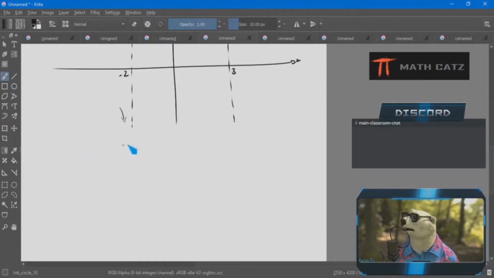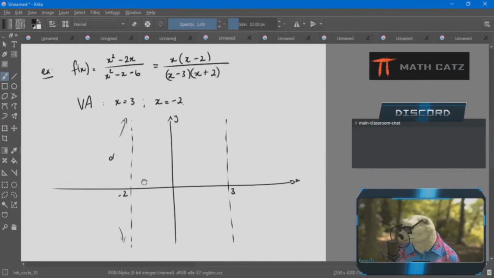So what I want to do, actually, I want to see my function. So I'm just going to backtrack on the graphing here.